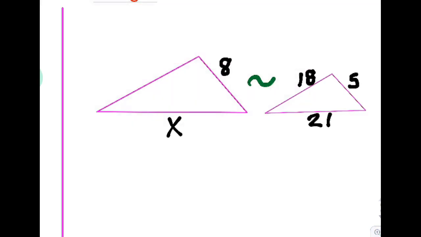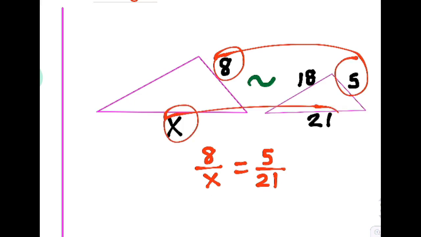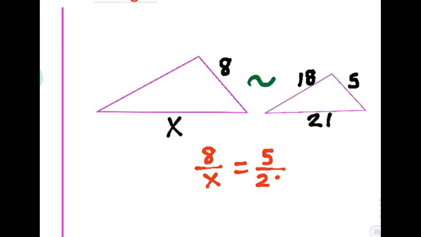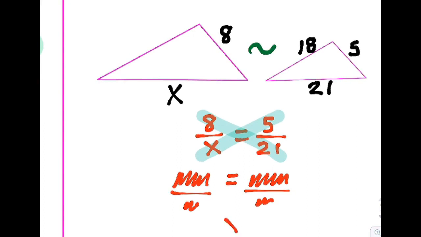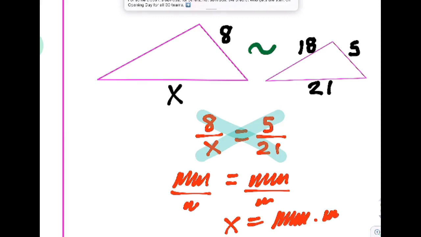So what we have is 8 over x equals 5 over 21. You could also say 8 over 5 equals x over 21. Either way, you're going to have the same cross product. When you cross multiply, you end up with 5x equals 21 times 8, which is 168. When you divide both sides by the 5, you end up with x equals 33.6.